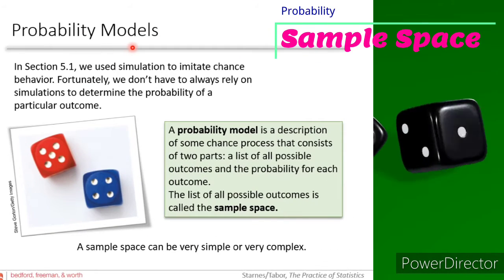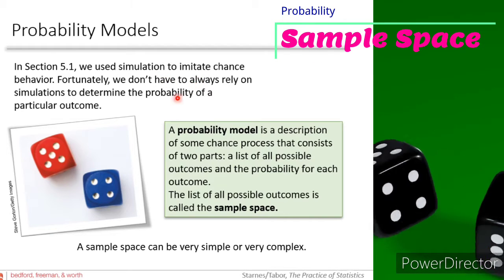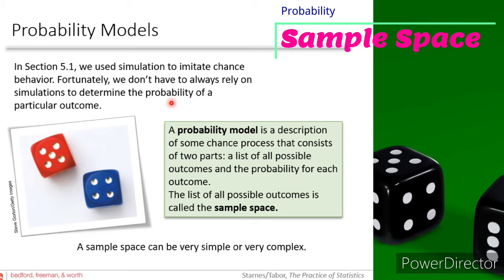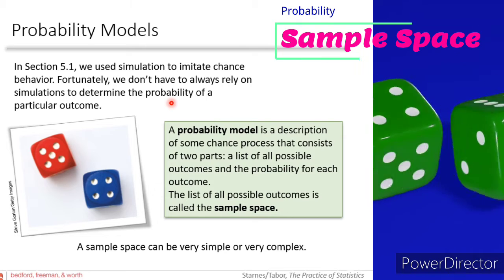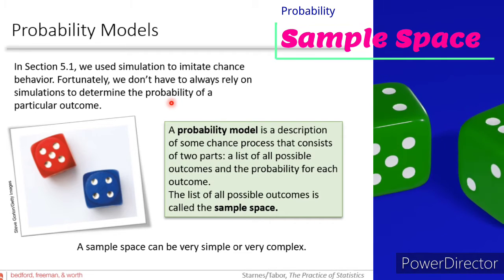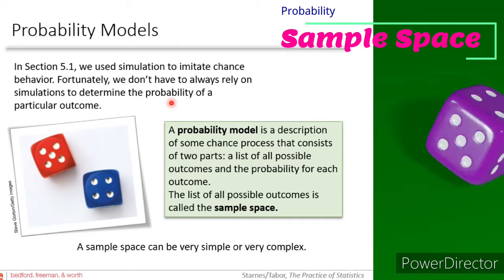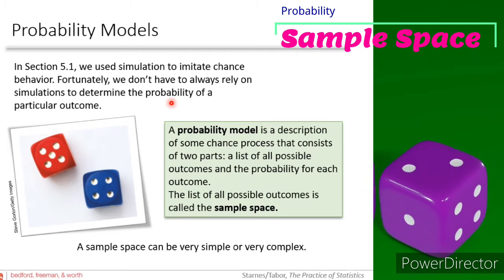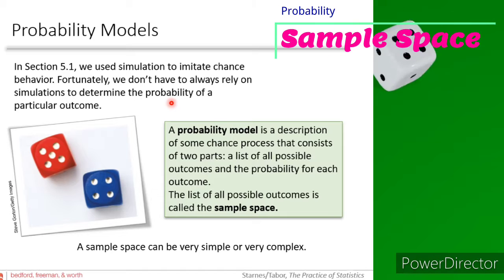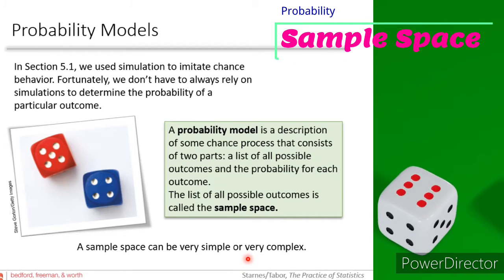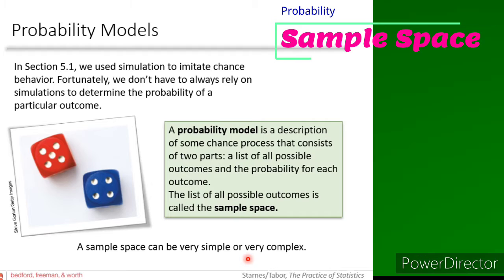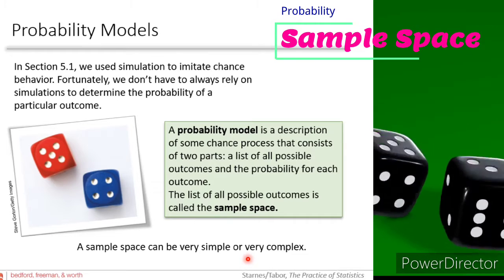On probability models, we use simulation to imitate chance behavior. Fortunately, we don't have to always rely on simulations to determine the probability of a particular outcome. So, a probability model is a description of some chance process that consists of 2 parts, a list of all possible outcomes and the probability of each outcome. The list of all possible outcomes is called the sample space. A sample space can be very simple or very complex. So, when we say sample space, ito lahat ay yung pwedeng mangyari. Yung alam nating pwedeng mangyari.